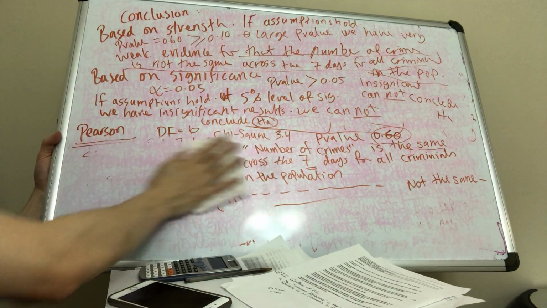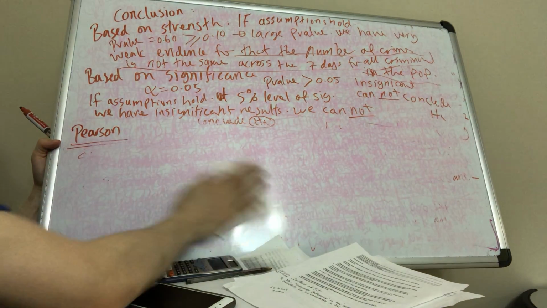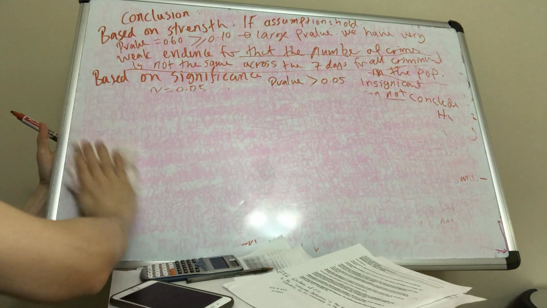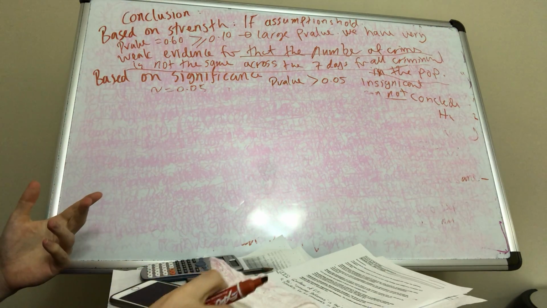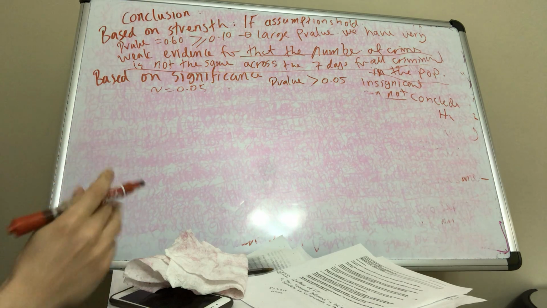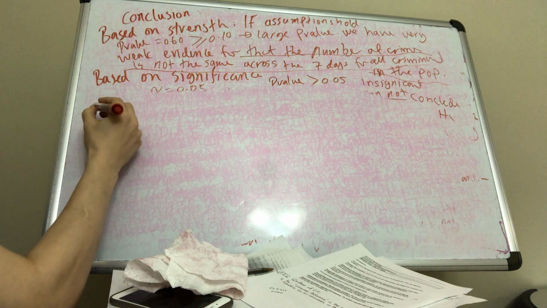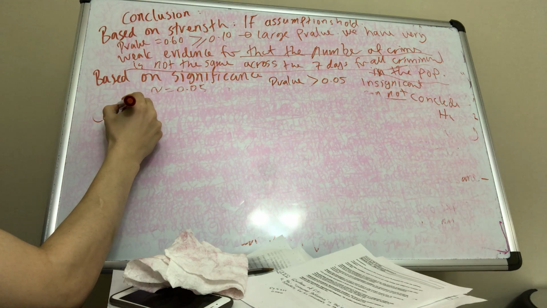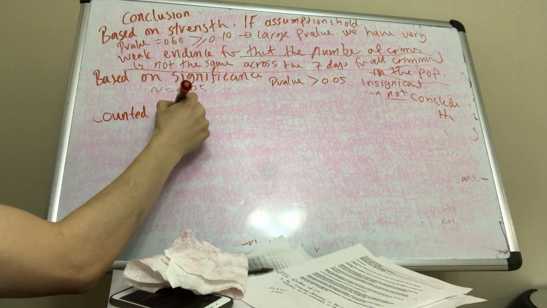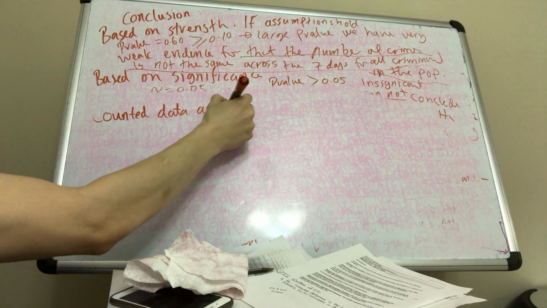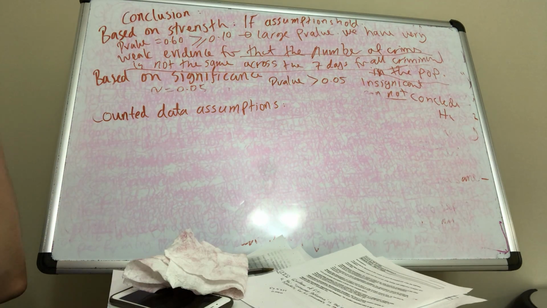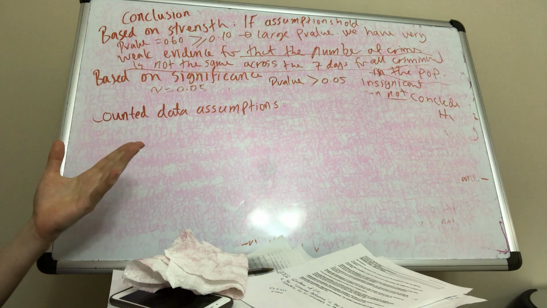One thing that they could also ask you to do is to discuss the assumptions for this chapter. And the assumptions for this chapter, for the chi-square in general, are a little bit different. The first assumption is counted data. You have to have a category, and we do have a category.